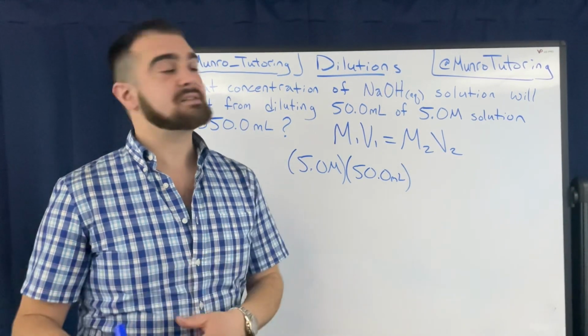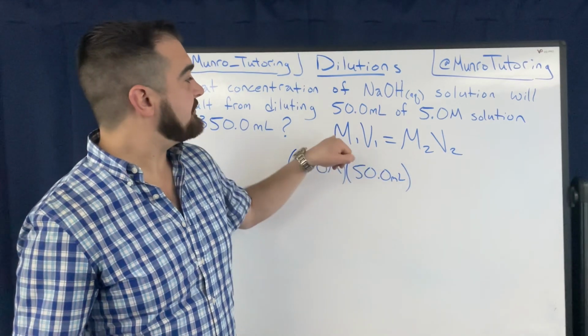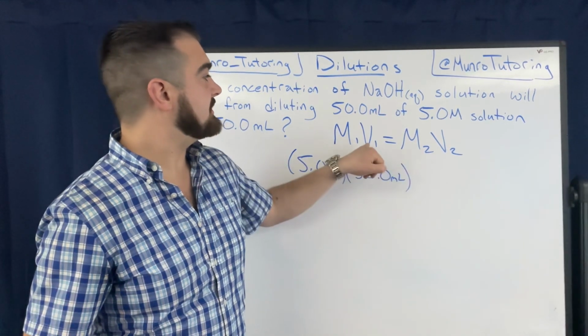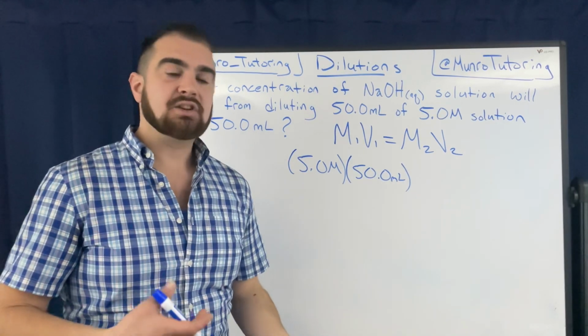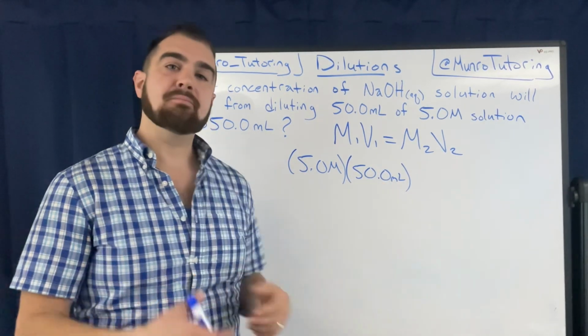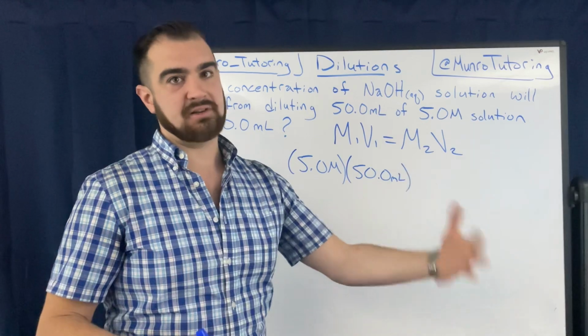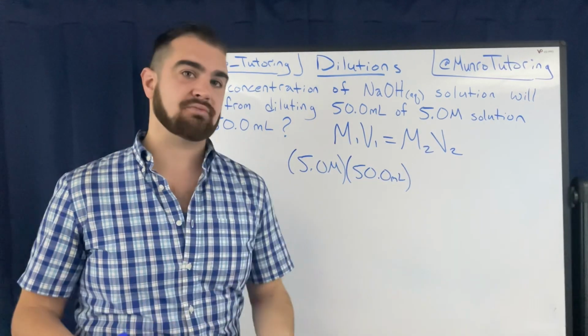But in this case, because we have a molarity on both sides and we have the volume on both sides, the units actually cancel out. So in other words, we can plug in milliliters here. We don't have to convert to liters for this type of dilution problem, okay?